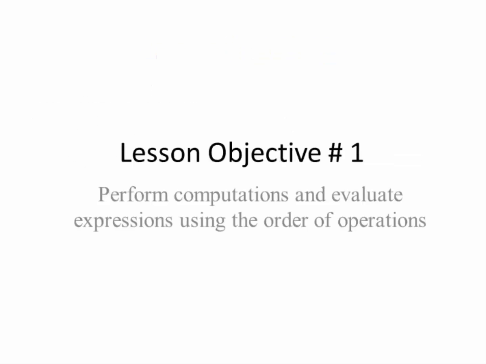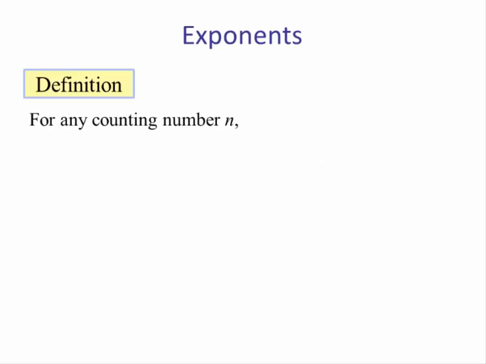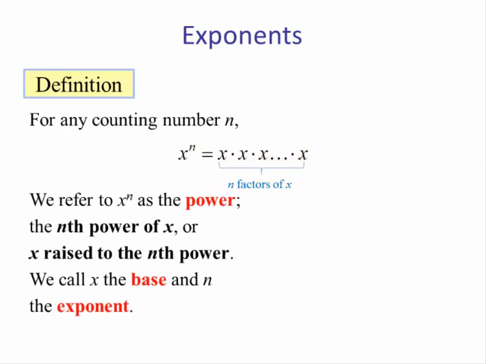Lesson objective number 1. We'll begin with the definition of exponents. For any counting number n, x raised to the n power means that there are n factors of x. We refer to x to the nth as the power, the nth power of x, or x raised to the nth power. We call x the base and n the exponent.